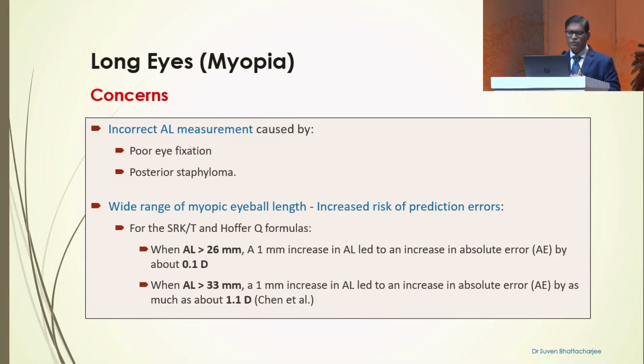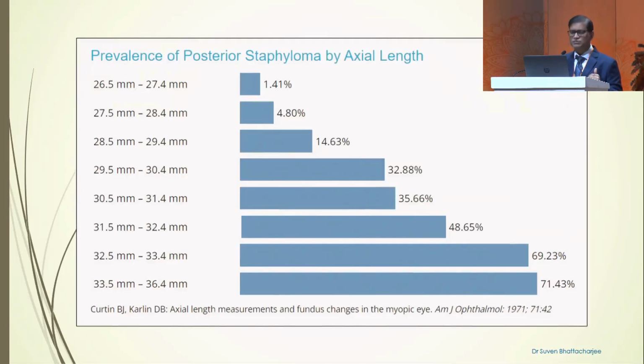And there is another problem. In the long eyes, we have poor fixation, and we have a staphyloma, and you don't know where the macula is on the staphyloma, which part of the slope it is on, and that's where our inaccuracies come from. And if you look at figures, if the axial length is greater than 26 millimeters, a 1 millimeter increase in axial length led to an increase in absolute error by about just 0.1 diopters. Now, when the axial length increased to 33 millimeters or more, the error was about 1.1 diopters. So the axial length makes a lot of difference.